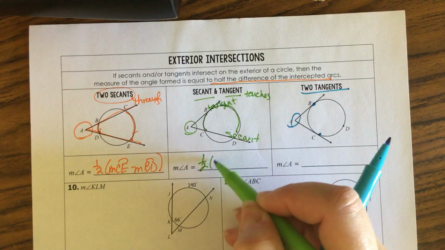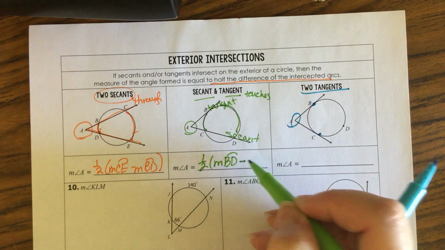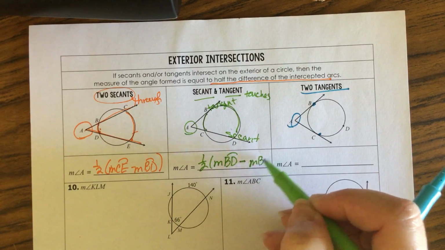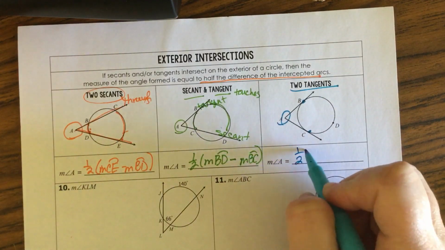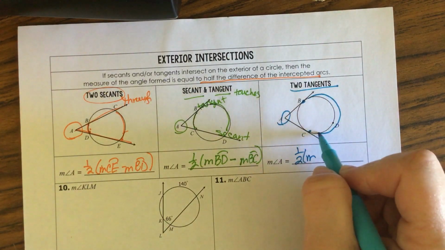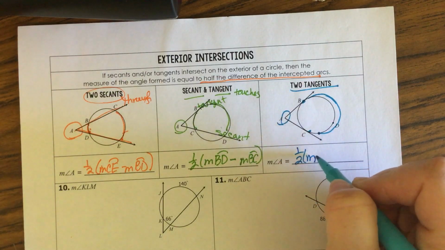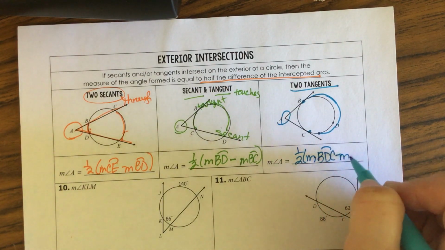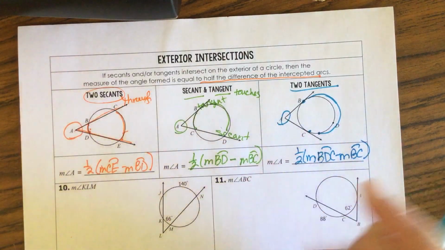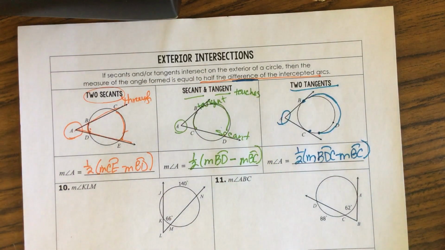1/2 measure of BD minus measure of BC. And 1/2. Remember, this one's all the way around. They're both BC, so I'm going to take 3 letters. Measure of BDC minus the measure of BC. So if it's outside, this is the key. Outside is difference. We're going to subtract.